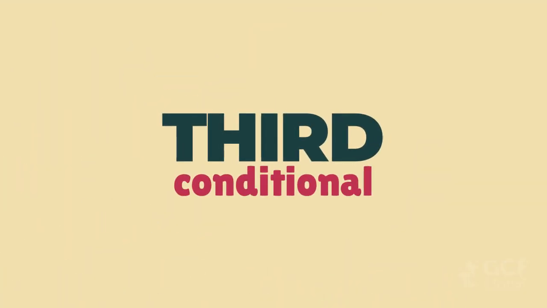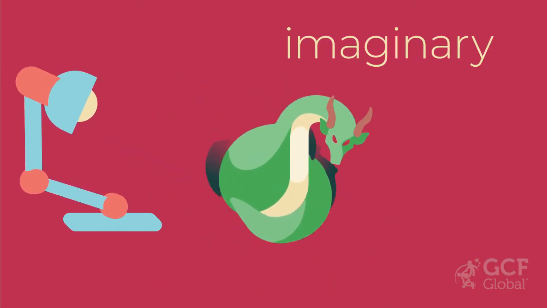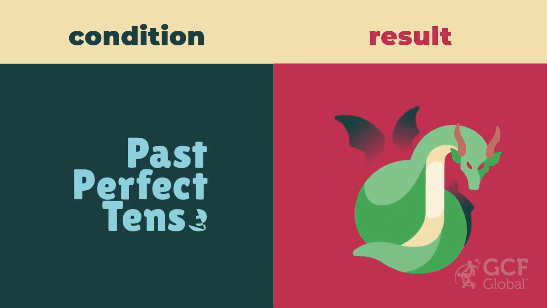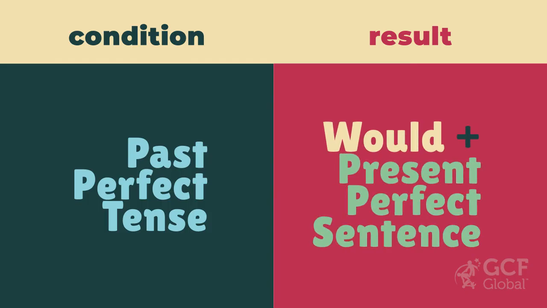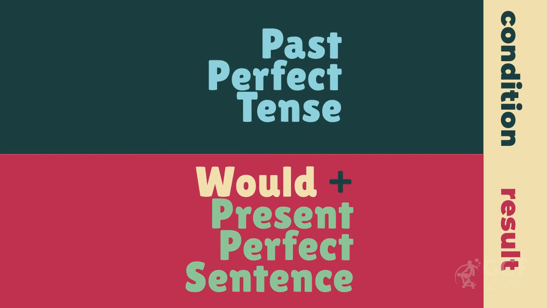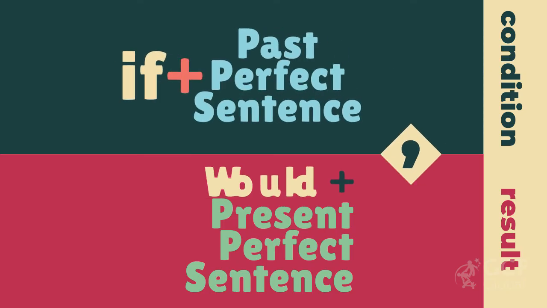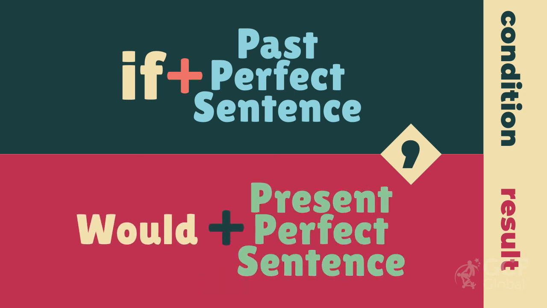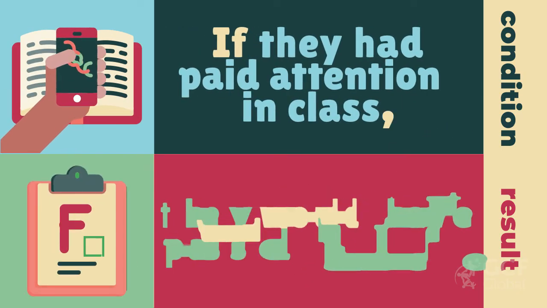Third conditional. We use this conditional to talk about an imaginary situation that did not happen. The conditional clause should be in the past perfect, and the resulting clause goes with the modal verb would, followed by a present perfect sentence, like this: if plus past perfect sentence plus comma plus would plus present perfect sentence. If they had paid attention in class, they would have passed the exam.